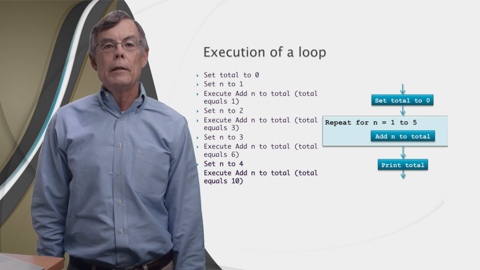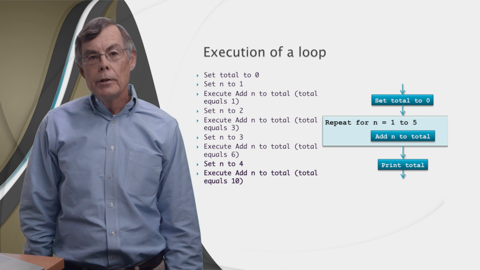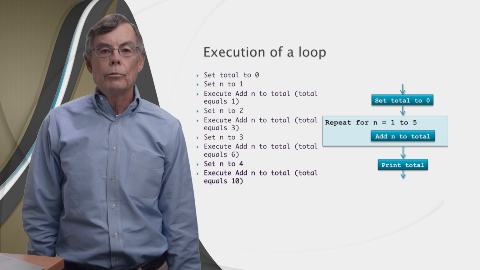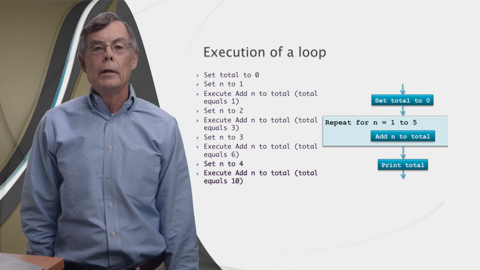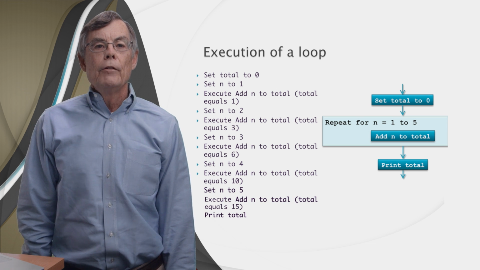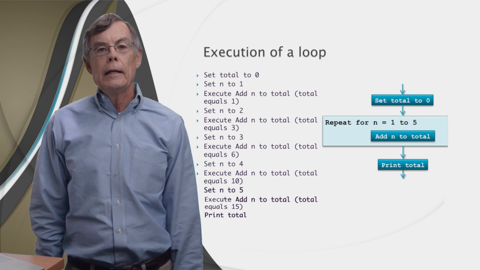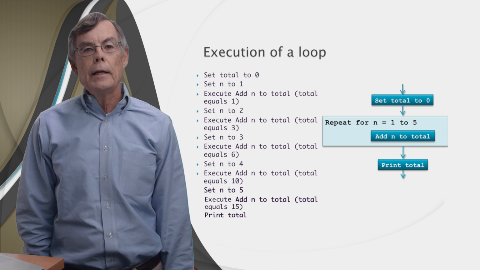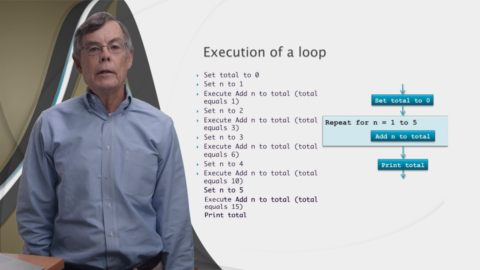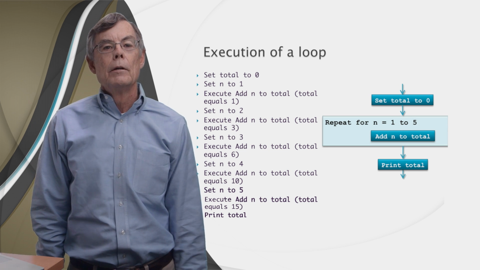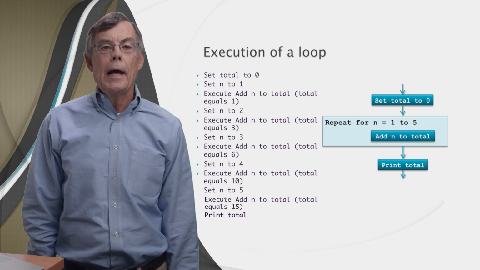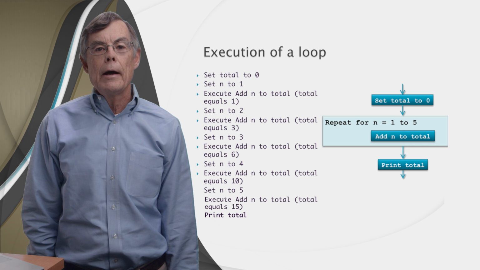For the fourth iteration, n is set to 4. And as in every iteration, n is added to the total. Now total equals 6, n equals 4, so total is 6 plus 4, which equals 10. And that's the end of the fourth iteration. For the fifth iteration, n is set to 5. Again, n is added to the total. Now total equals 10, n equals 5, so total becomes 15. That's the end of the fifth iteration, and we've hit the end of the list of values for n, so the loop ends. And finally, we get to the statement after the loop, which prints 15, and our algorithm is done.